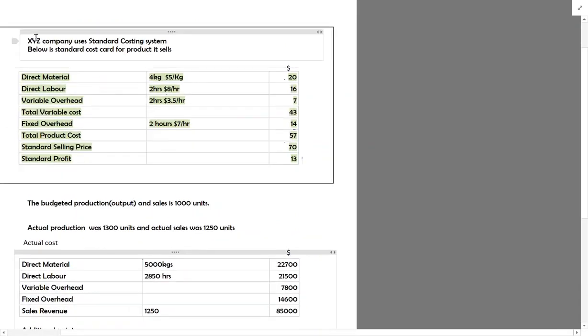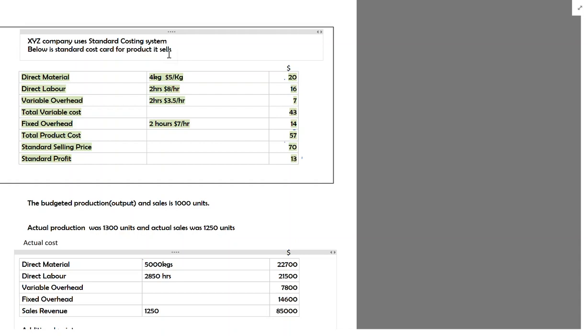We have a XYZ company uses standard costing system. Below is standard cost card for product itself. What is standard cost card? First, production overhead also included in this cost. Variable as well as fixed. What is standard cost card? Standard cost card.